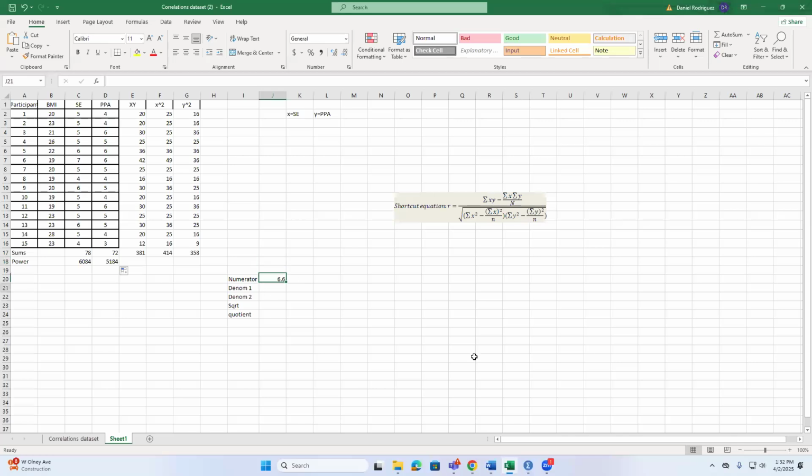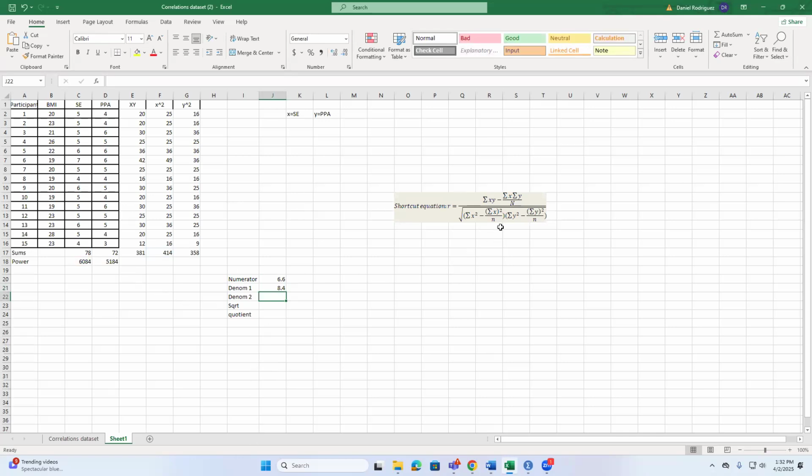All right. Let me go back. Equal sum of x squares. The sum of the x squares is 414. See right here? X squared. Sum is 414. Minus, again, I'm going to use my parentheses. I need the sum of the x squared, which I just did right here, divided by n, 15, sorry, 15. Think of that other problem. Close my parentheses, enter. I got 8.4.